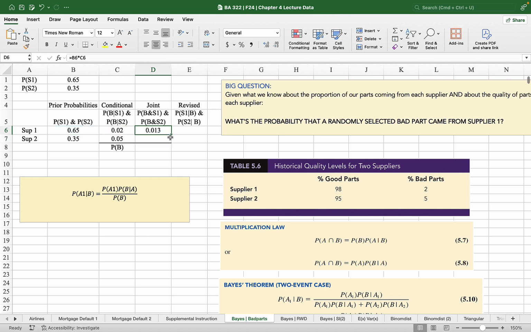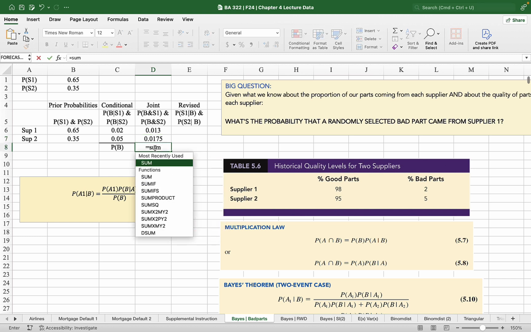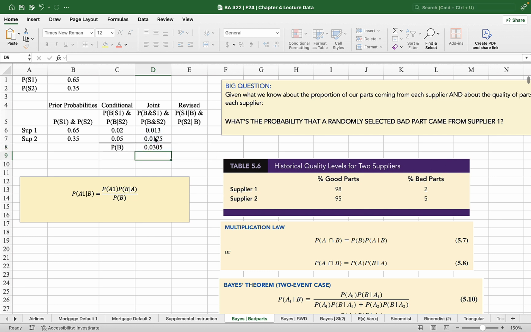So 0.013 probability that a part in my stock is bad and from supplier 1, and 0.0175 probability that a part chosen randomly from my stock is bad and from supplier 2. And if I add those two together, I get essentially the proportion of bad parts in my stock. 3% are bad.